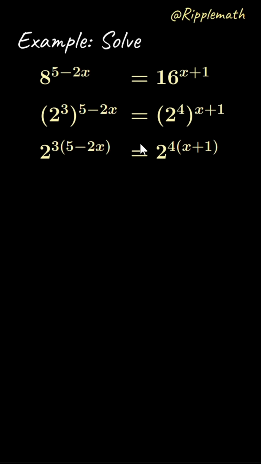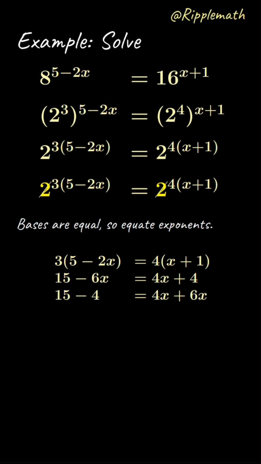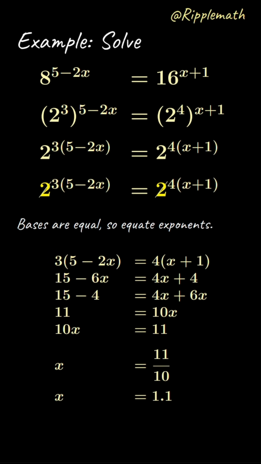So now you can see the bases are equal. You can kind of cancel them. Think about it like that. You can just disappear them. They're gone. So you get an equation. And now, hopefully you can solve the new equation. X is just equal to 11 over 10, which is the same as 1.1.